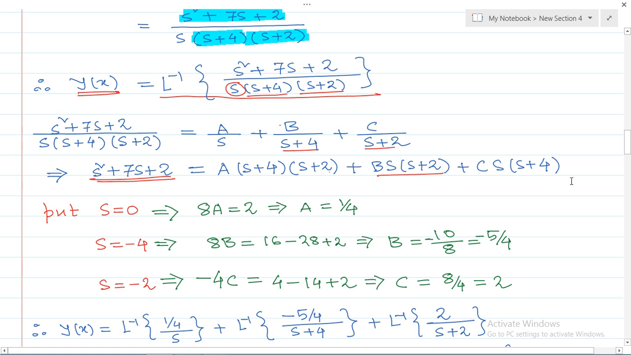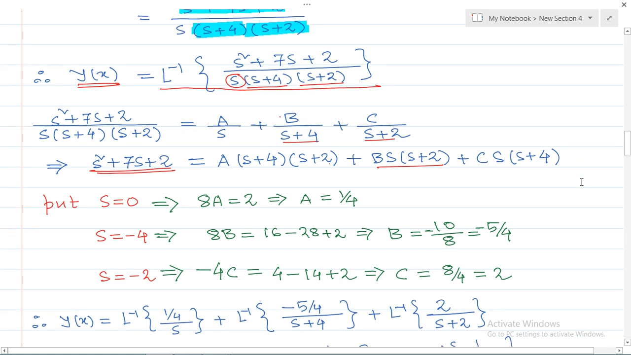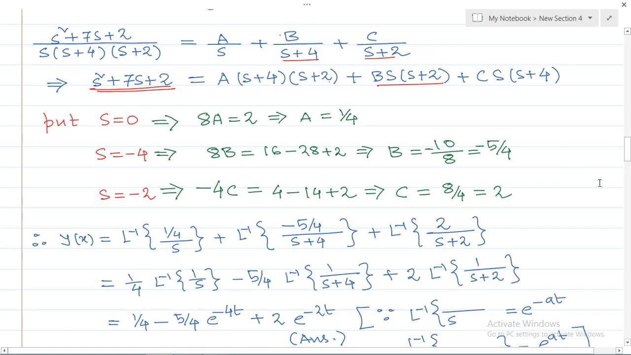Now we have to put some values of s. These values we are putting randomly. There is no rule, because partial fraction is always an identity, so you can put any arbitrary value, but to make your calculation easier, we can select the values from the factors itself. So we put s equal to 0. From there, after calculating, we get the value of a as 1 by 4. Similarly, by putting s equal to minus 4, we get the value of b as minus 5 by 4, and putting s equal to minus 2, we get the value of c, that is equal to plus 2.